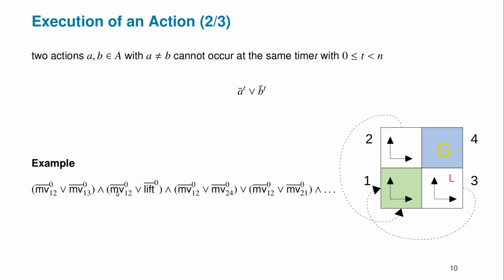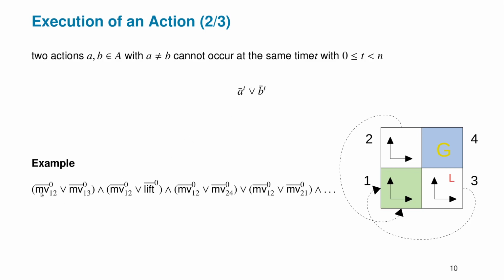There are some side conditions which we have to consider in our planning problem. So first of all, two different actions cannot happen at the same time point, so we do not execute actions in parallel, and therefore for each action and for each time point we have to include a clause not A_t or not B_t. It cannot be that two actions are true at the same time point.